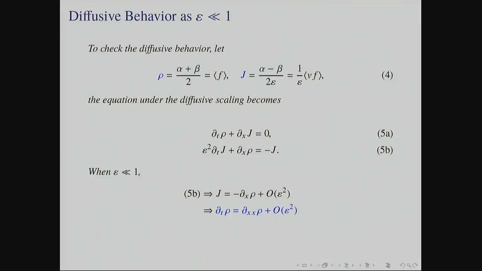So this rho is more like the zeroth moment of f, and g is more like the first moment of f in velocity, scaled. So under these new unknowns rho and g, you can see the behavior for small epsilon a lot better. For instance, when epsilon is small, the second equation tells you g is just the negative of the spatial derivative of rho. You plug this back into 5a, then you get a diffusive equation. That's the bottom of this page. So essentially, rho will satisfy a diffusive equation.